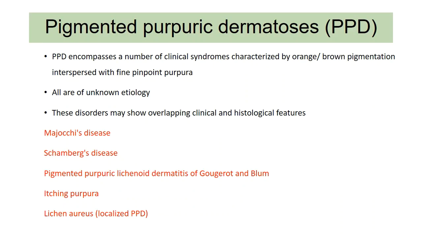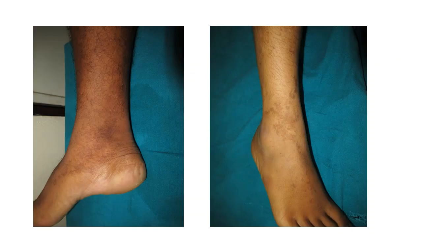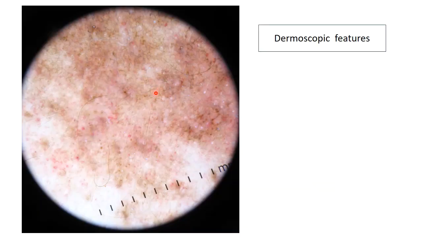The next entity is pigmented purpuric dermatosis, PPD. It encompasses a number of clinical syndromes characterized by orange or brown pigmentation interspersed with fine pinpoint purpura, and all these syndromes are of unknown etiology. These are the 5 diseases under PPD. So in skin of color we can see the tiny brown pigmentation, and on dermoscopy we can see multiple pinpoint dilated vascular channels.